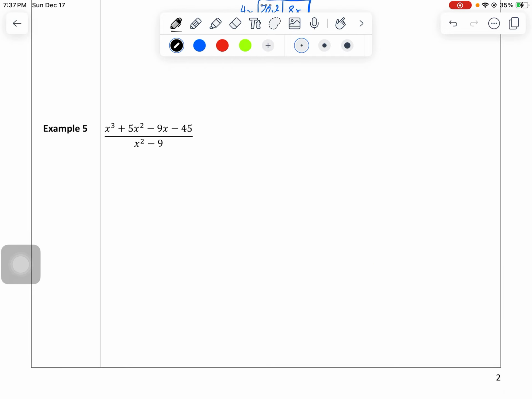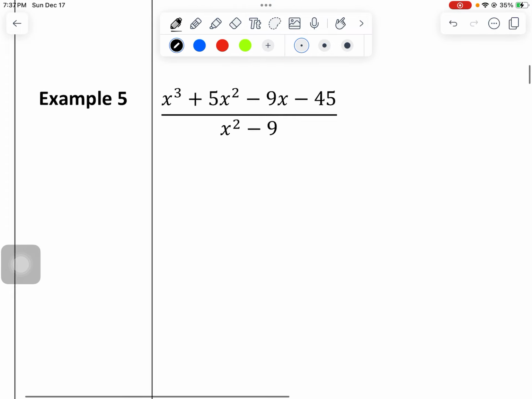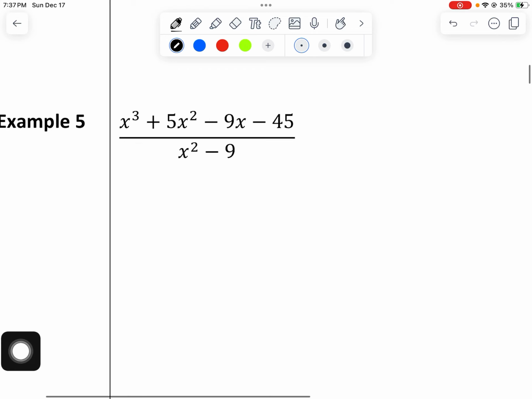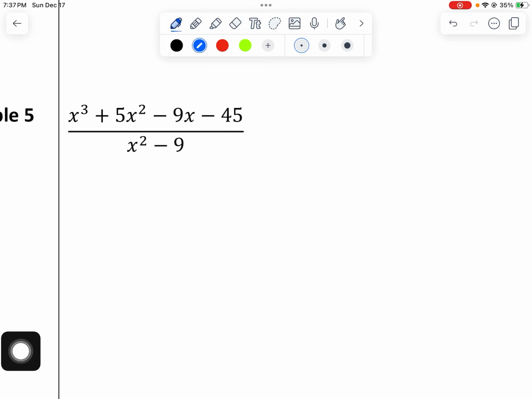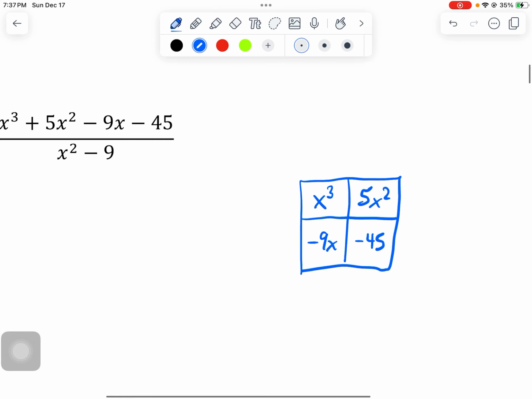All right, last one here. And we definitely want to practice this one because it's a cube. And notice there's 1, 2, 3, 4 terms over a difference of squares. So whenever you see 4 terms, this is probably going to be that box method immediately. This is the factor by grouping method. So you just go in order. x cubed, 5x squared, minus 9x, minus 45.